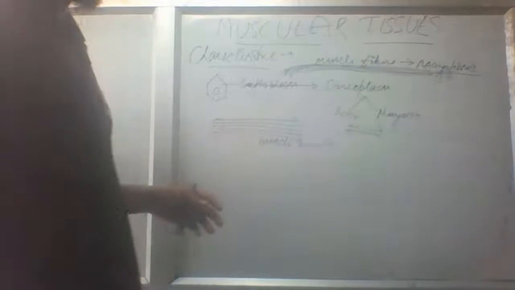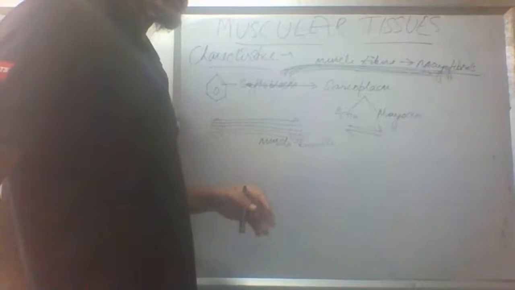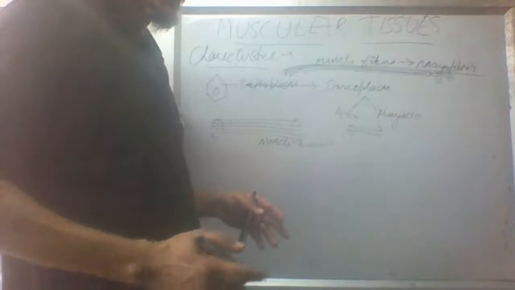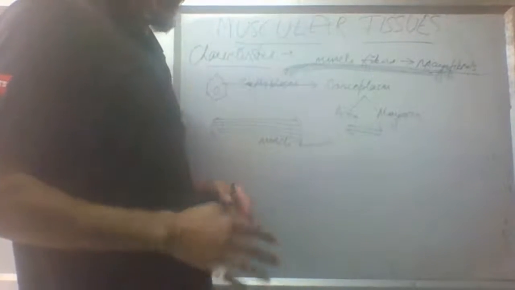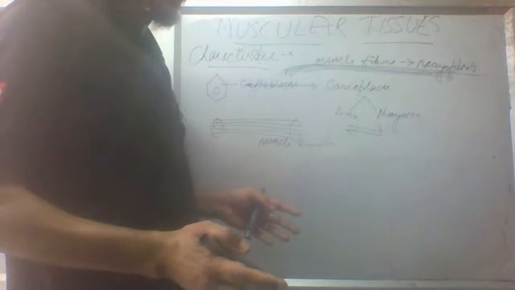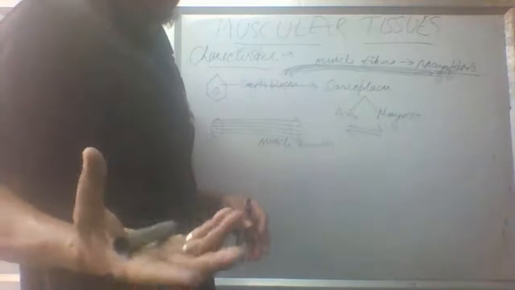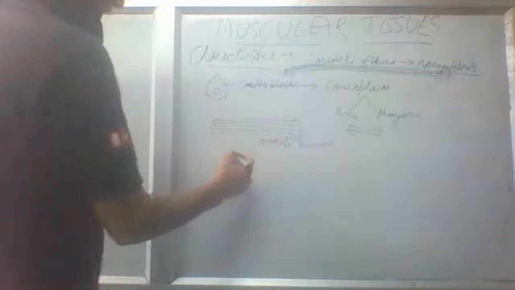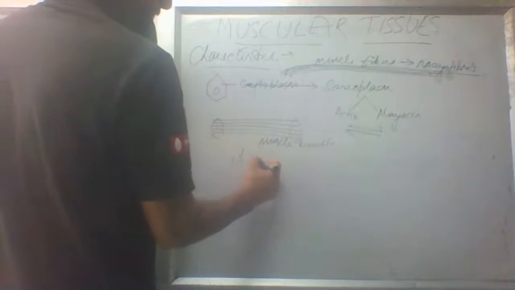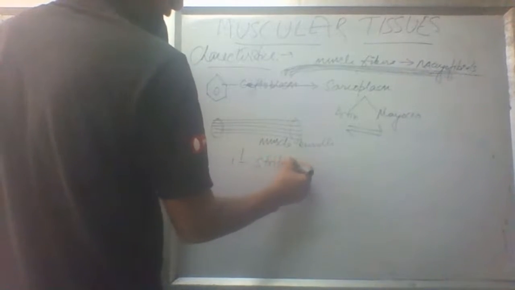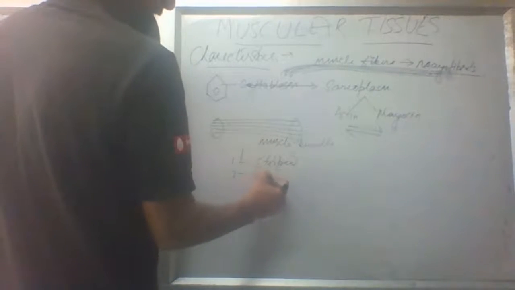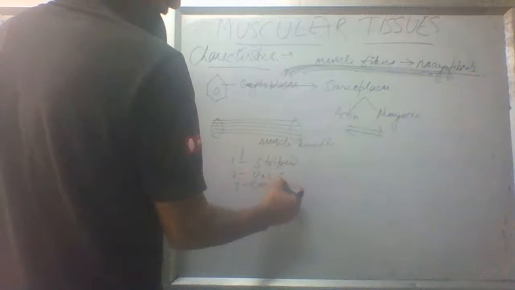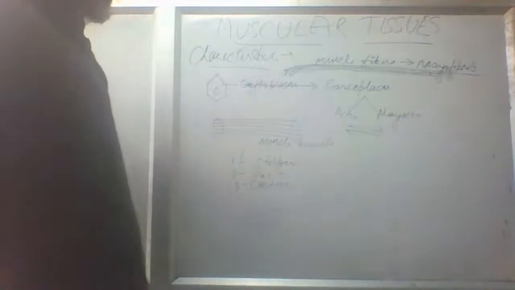Types of the muscle tissues. How many types of muscle tissues are there? The muscular tissues form three types of muscles. Striped muscles have stripes. Unstriped muscles do not have stripes. Cardiac muscles, which are found in the heart, are called the cardiac muscles. So three types of muscles are formed: first striped, second unstriped, and third cardiac muscles in the heart.